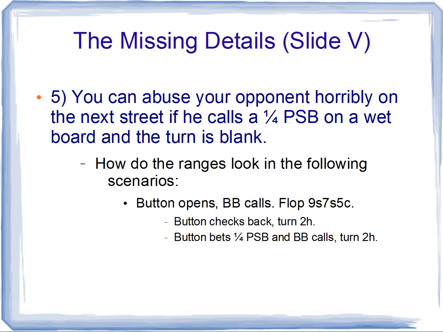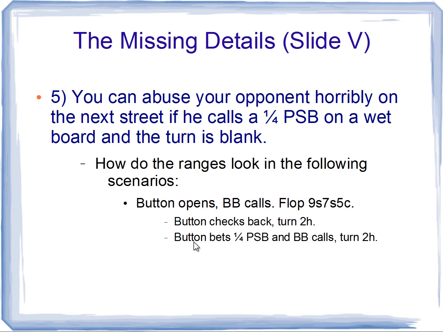Now imagine if rather than checking on the flop, we decided to make a quarter pot size bet. So we did what I thought was going to be bad, right? We reopened up the betting for just a teeny weeny bet. But if we bet that small and our opponent calls, now what do the ranges look like on the turn? If our opponent check called a quarter pot size bet on a flop this wet, can he be strong on the 2 of hearts turn?